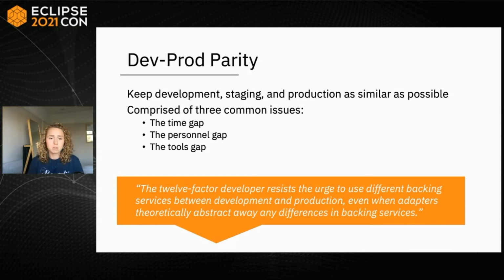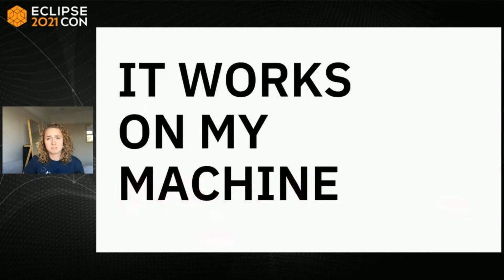So really, the 12-factor developer should be resisting the urge to use things like different backing services, different tools between the development and production and testing environments so that we can keep this consistency. And that's to stop phrases like this. Well, it works on my machine. It should work on every machine. You should have an environment as similar as possible so that we aren't getting excuses like this.